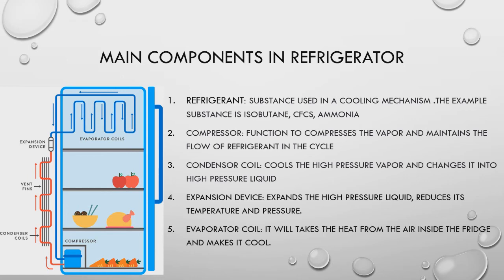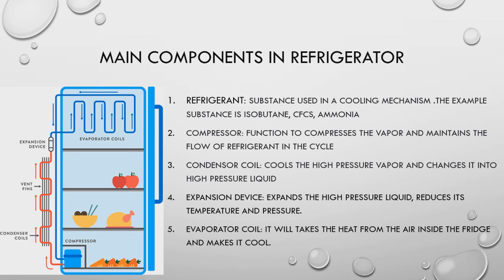When the hot gases pass through the condenser coil, it gets cooled down by the cool air of the room and gets converted into high pressure liquid. Number 4. Expansion device or throttling device. This device expands the high pressure liquid, reduces its temperature and pressure. The temperature drops to 20 degrees Celsius and pressure to 0.6 bar.